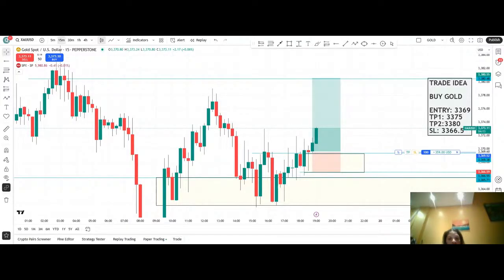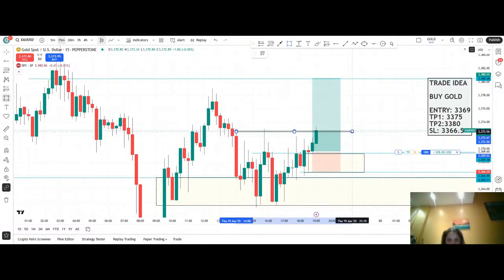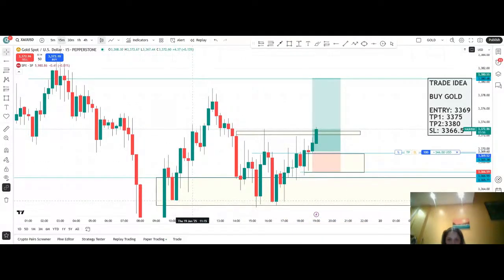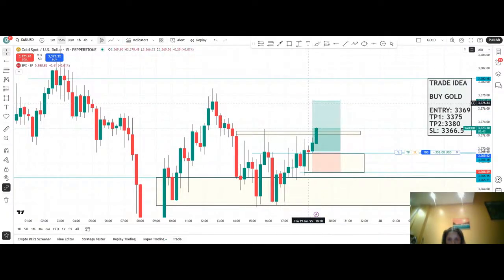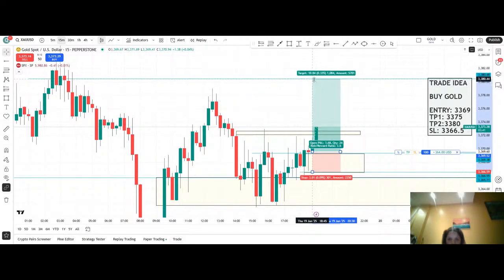Lovely to see that it's even breaking now. It's testing this wick here. I love to see it. Now I just wanted it to break past that. Beautiful, guys. So TP1 is 3377, right here. TP2 we're going to hold all day.